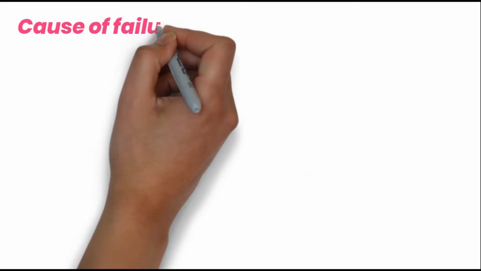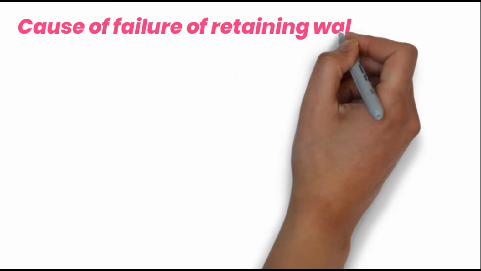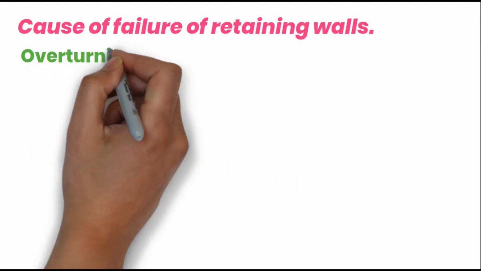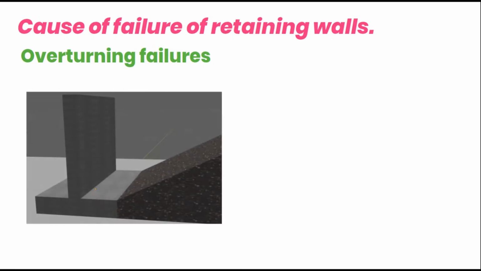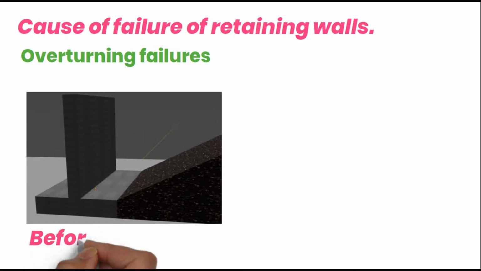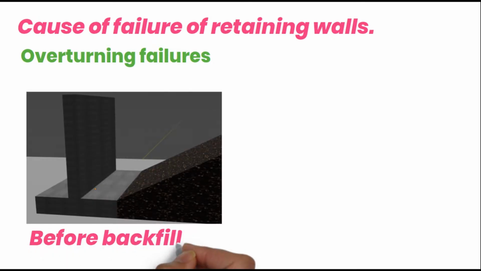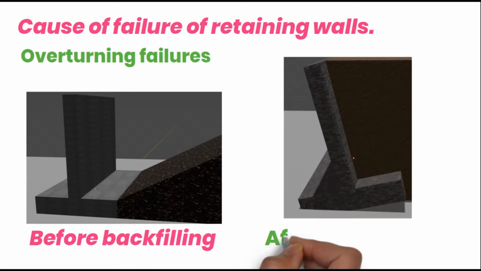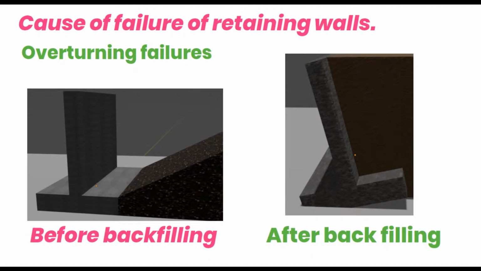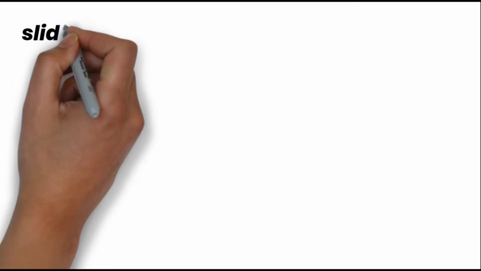Before going to the types of retaining wall, we will analyze the causes of failure of retaining walls. The major cause of failure of a retaining wall is overturning failure. It is just like what is shown in this picture. This is the retaining wall before backfilling, and this is the one after backfilling. The retaining wall has a tendency to overturn like this.